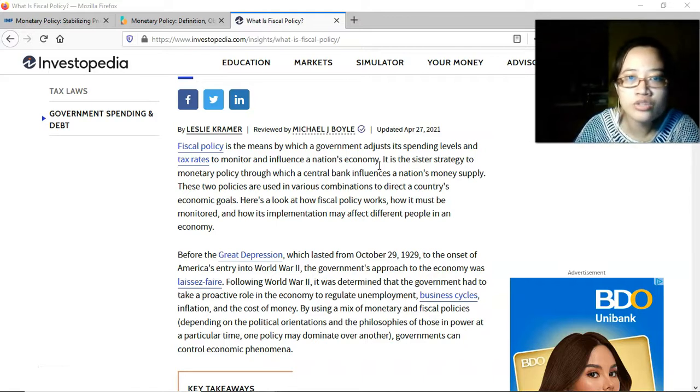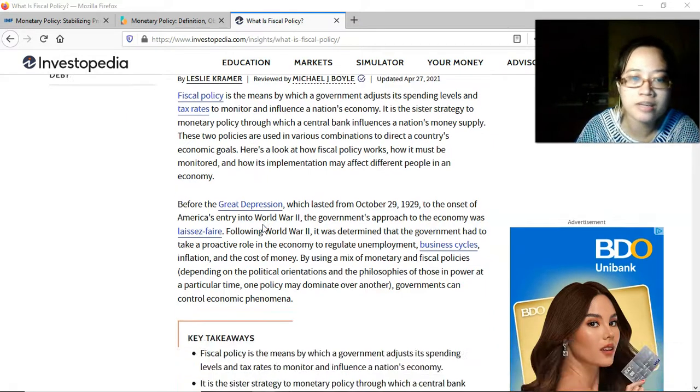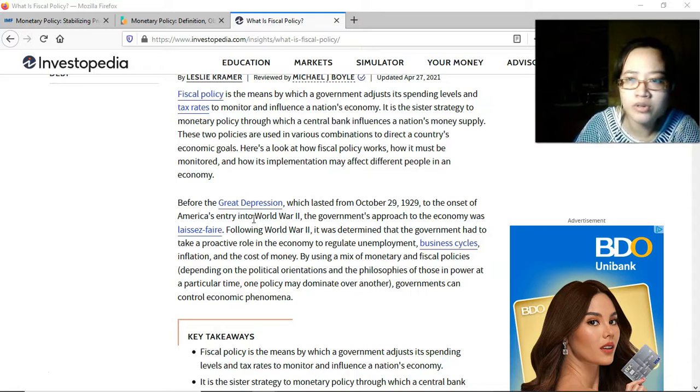It is the sister strategy to monetary policy through which a central bank influences a nation's money supply. These two policies are used in various combinations to direct a country's economic goals. Okay. Here's a look at how a fiscal policy works, how it must be monitored, and how its implementation may affect different people in an economy. Okay. Some sort of history.